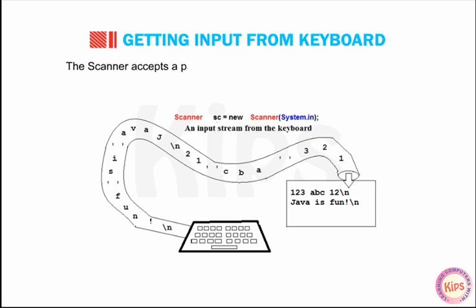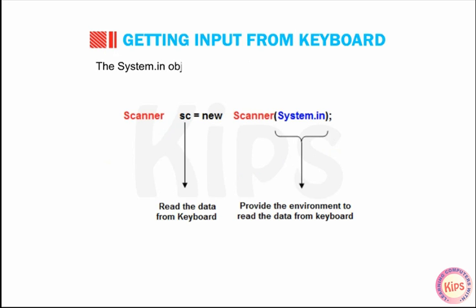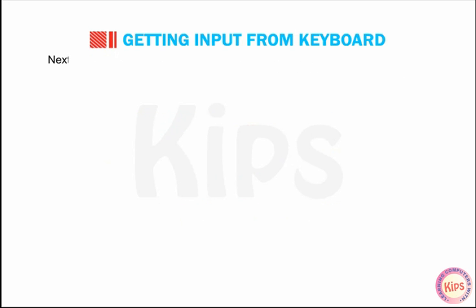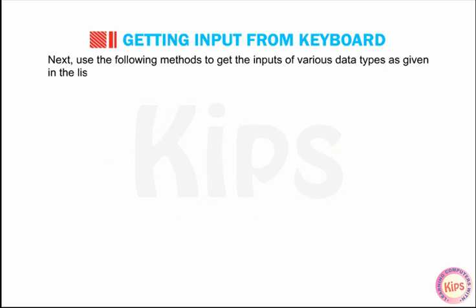The Scanner accepts a parameter that indicates the source of the input. The System.in object represents the standard input stream, which by default is the keyboard. Next, use the following methods to get the inputs of various data types as given in the list.